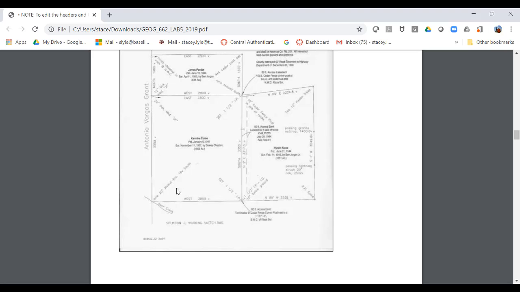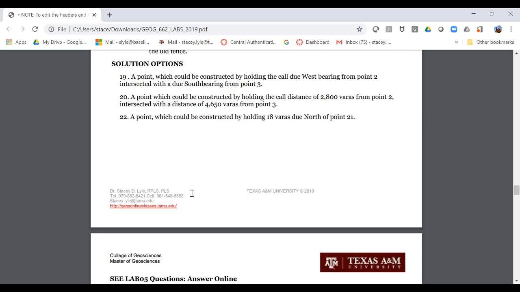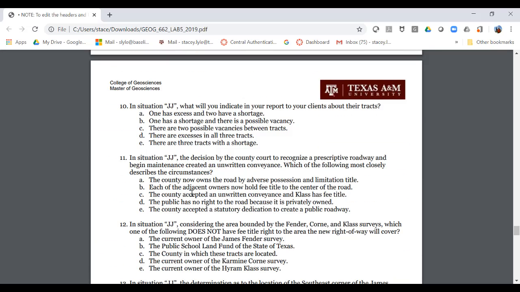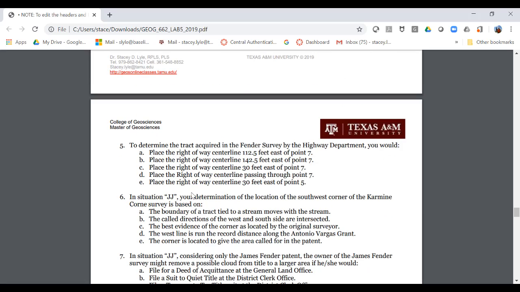And then it says that there's a walnut tree. It's not saying that we go to the walnut tree. It's 18 varas south, so it's not the walnut tree. It would be a point that we'd probably reconstruct, but let's look at what they want us to do here. It says that the JJ, determine the southwest corner of the corn survey is based on the boundary of the tract tied to a stream moves with the stream.